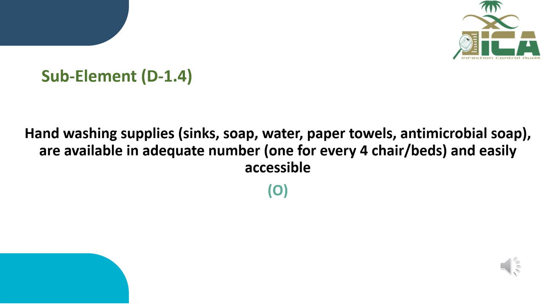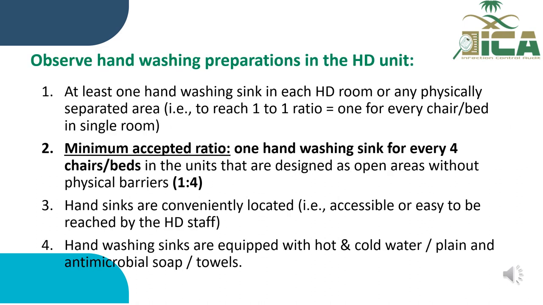Sub-element D1.4. Hand washing supplies like sinks, soap, water, paper towels, antimicrobial soap are available in adequate number, one for every four chairs or beds, and easily accessible. Determine this sub-element by observation. Observe hand washing preparations in hemodialysis unit.